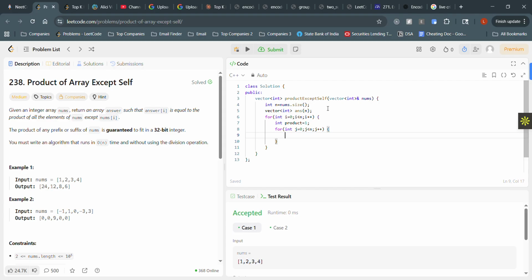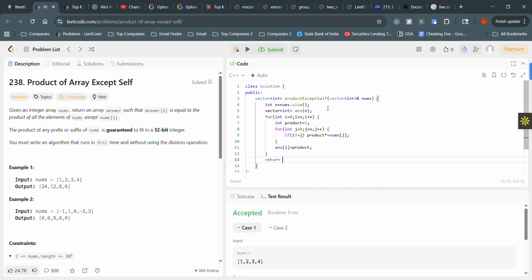Okay, so if i is not equal to j, then I do product multiplied by nums of j. Why i not equal to j? Because we don't want the same number to be multiplied with itself, right? And then when this loop is completed, we basically just write answer of i is equal to product. This is the most brute force approach.